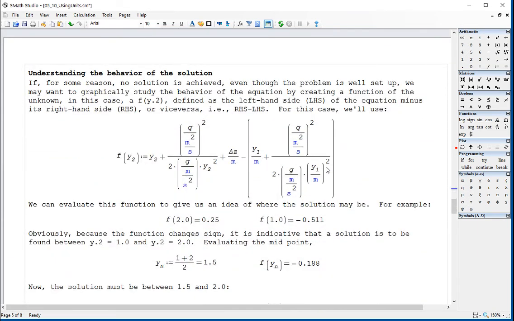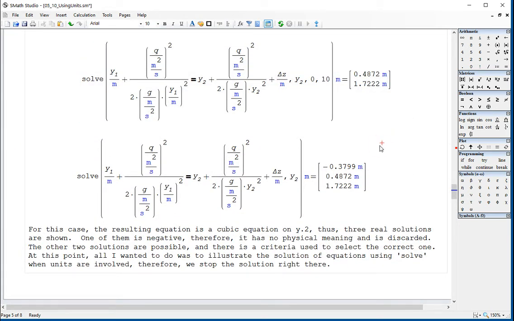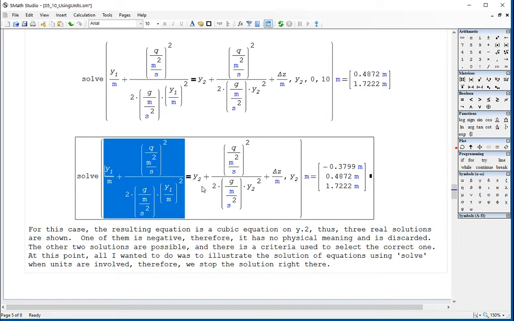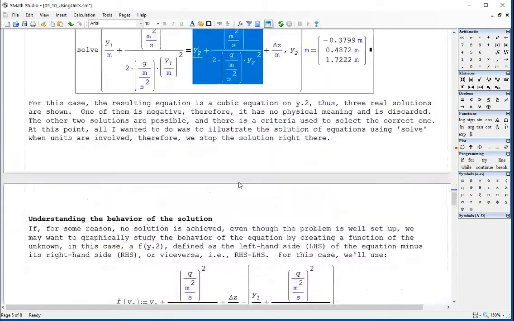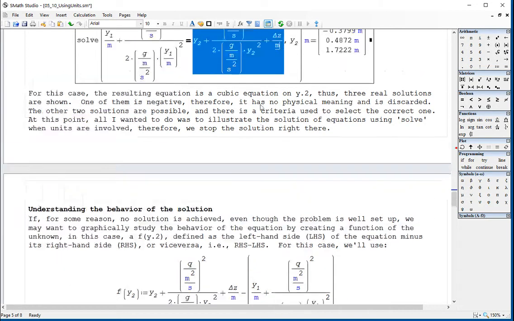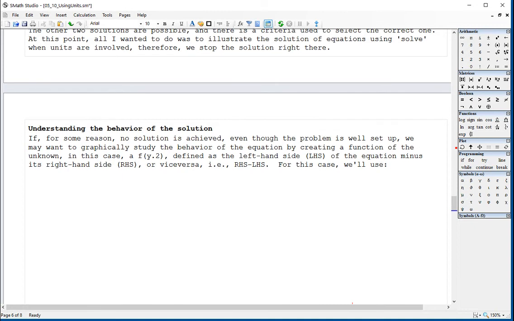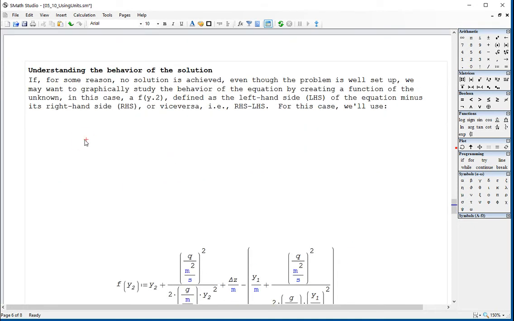Understanding the behavior of the solution. Suppose that you're not getting a solution for some reason. So what you want to do is check what's happening in the equation. And notice in this equation you have a left-hand side equal to the right-hand side. You could create a function that is the left-hand side or the right-hand side minus the left-hand side or vice versa. And we're going to call this function f of y2, colon.